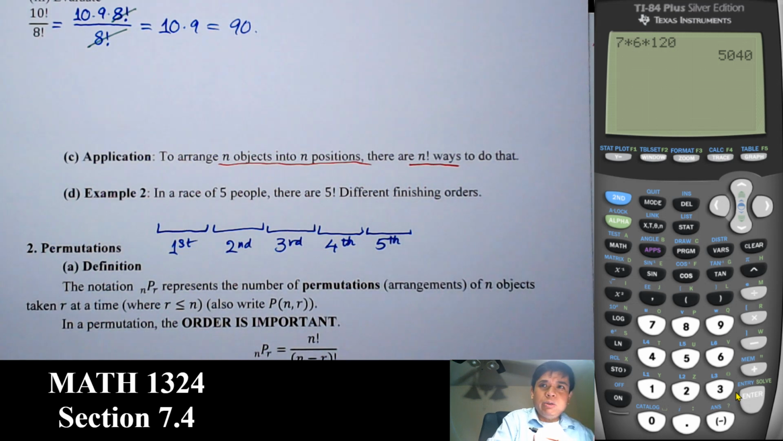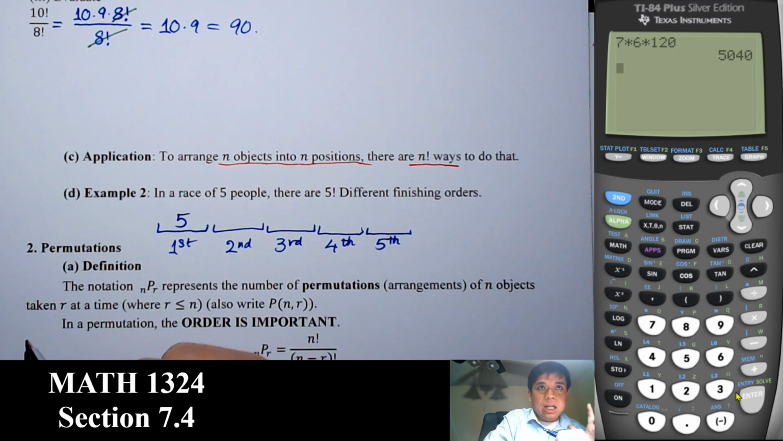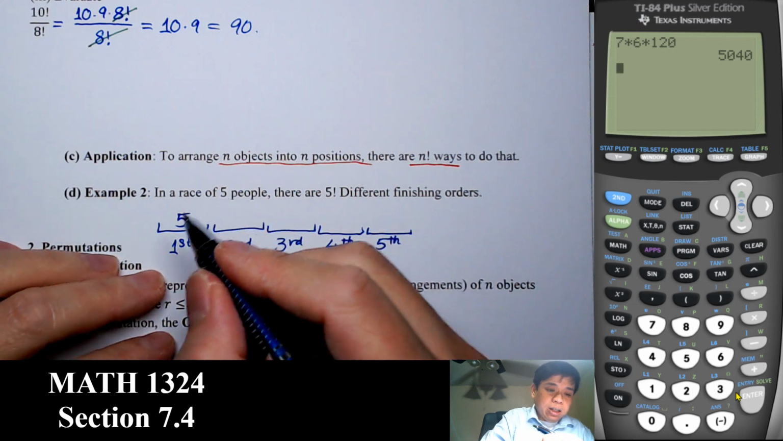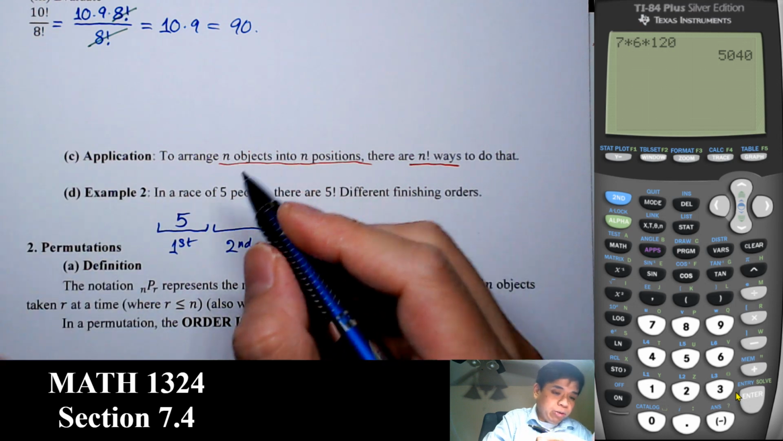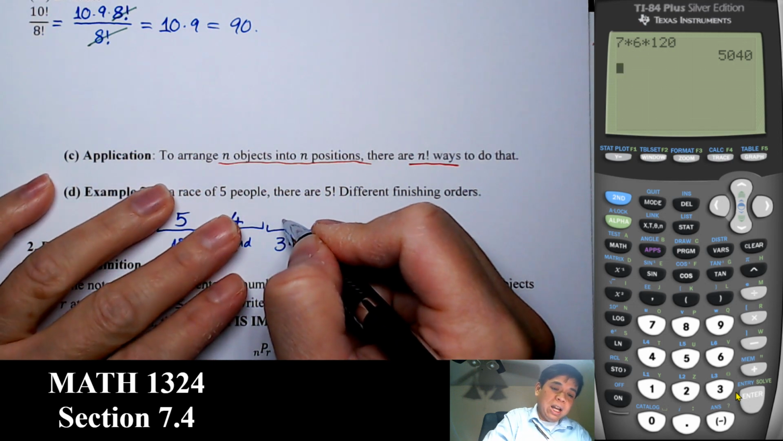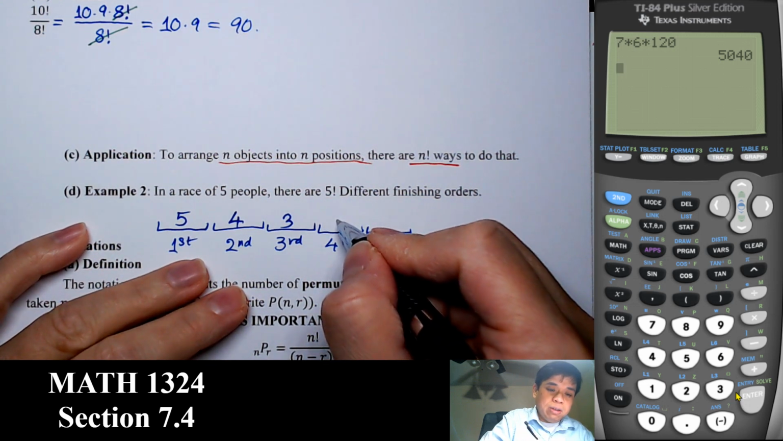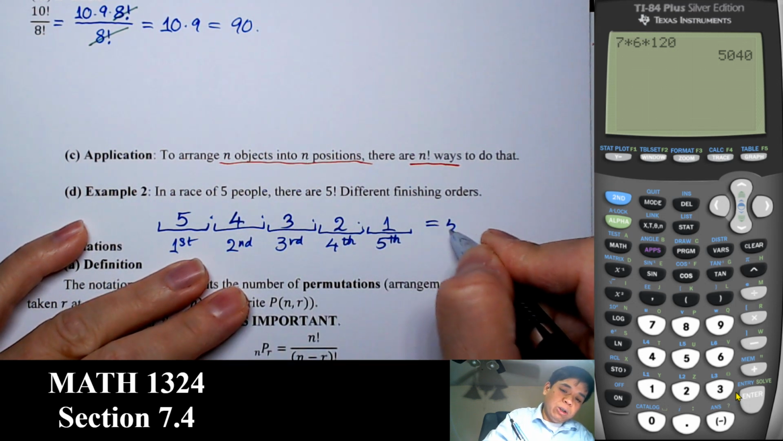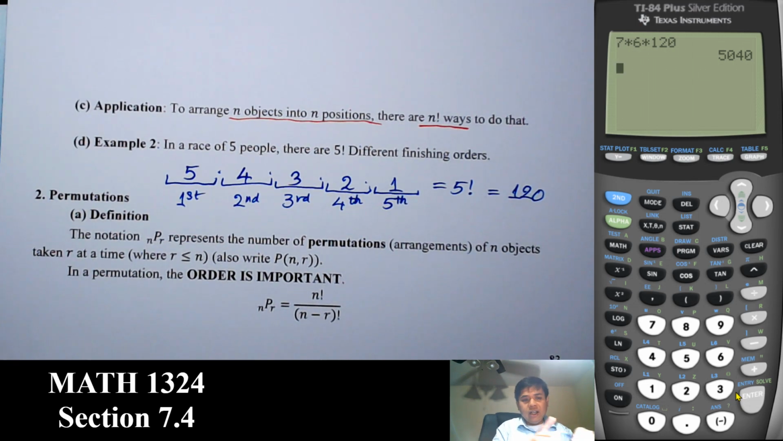There are 5 people, so there are 5 ways for a person to finish first, any one of those 5. After that one has finished, we have 4 left, and one of those 4 finishes second. Then we have 3 left, 3 of those can finish third, then 2 left can finish fourth, and then 1. Multiply all of this, and we have 5 factorial, which is 120 different orders. So the order here is very important.